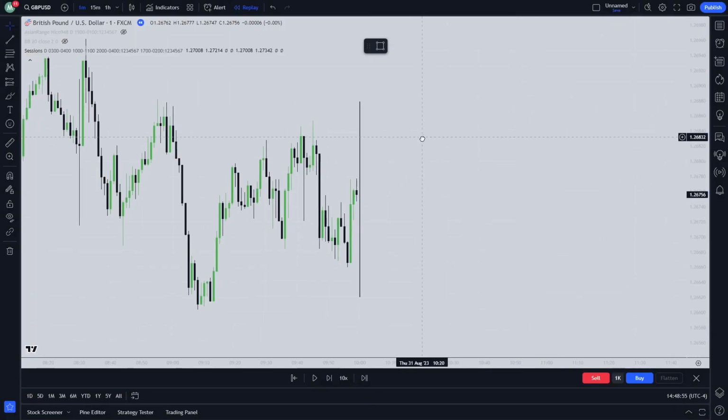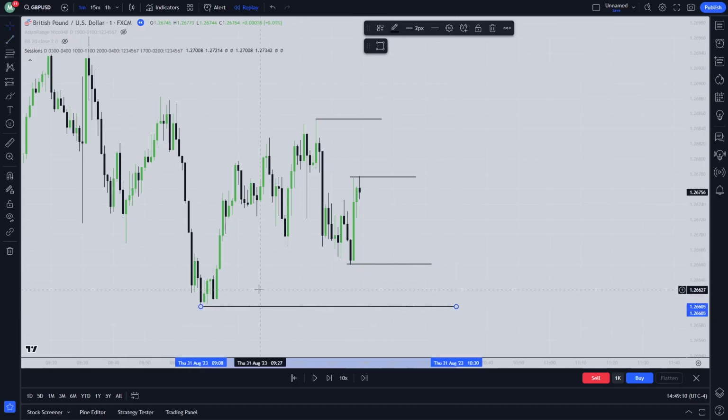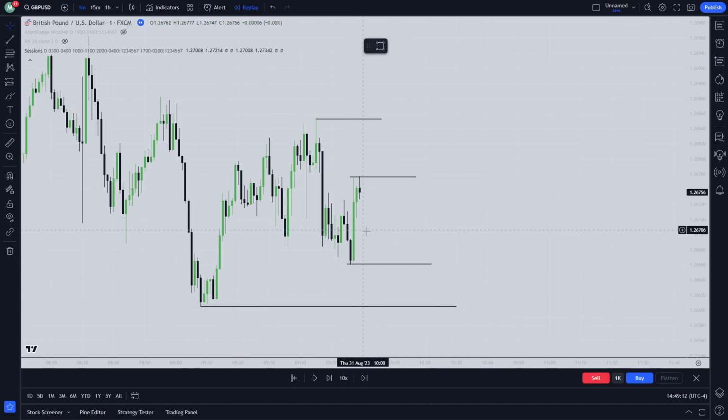Now, starting off, first thing we want to do is mark out our liquidity. Okay, we have a high here. We have a high here. We have some equal highs right over here. We have a low right here, and we also have some equal lows right here, or more of a low right over here. Okay, now we've marked out our liquidity.